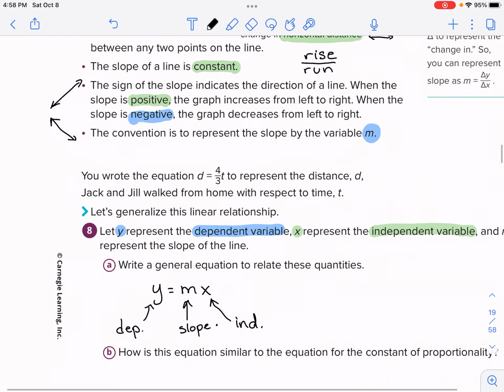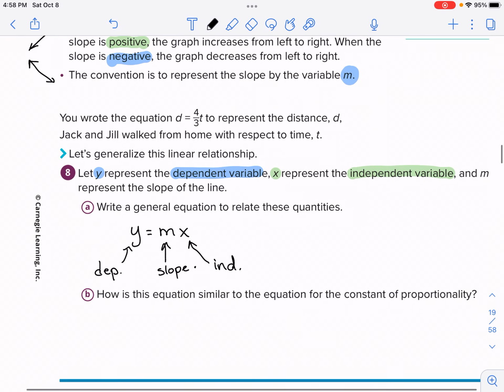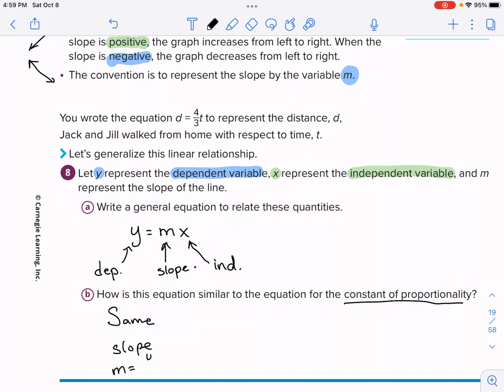Okay, and then letter B, how is this equation similar to the equation of the constant of proportionality? We're going to say that those equations are the same. They're for the most part exactly the same, with one minor difference: the variable that we use. For slope, I'll put slope here. It's m equal to y over x, and we know the constant of proportionality, I'll put COP, constant of proportionality. It's k equal to y over x. So we're noticing the differences there. Well, we'll talk later about why we use these different variables.